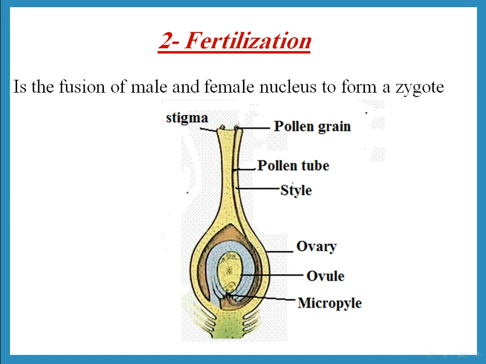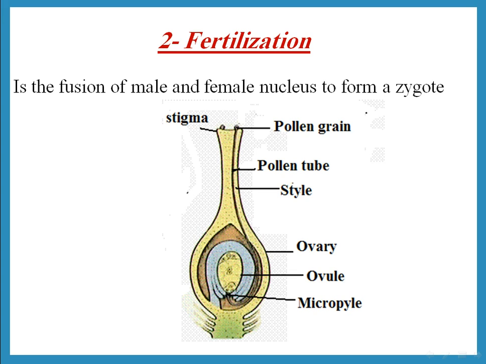Can you see that? So the pollen grain starts to grow a pollen tube that goes down the style all the way to the micropyle. Can you see the micropyle? The micropyle is a small hole in the ovary going to the ovule, so that now the male nucleus that is in the pollen grain will go down the pollen tube, enter through the micropyle and fuse with the female nucleus in the ovule.